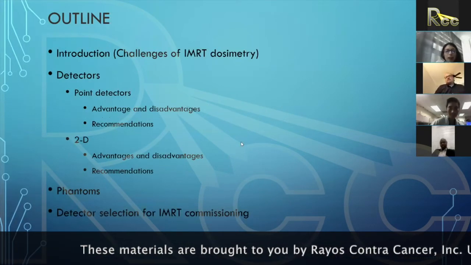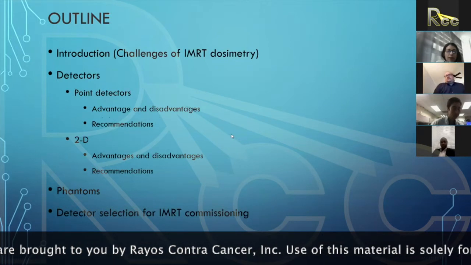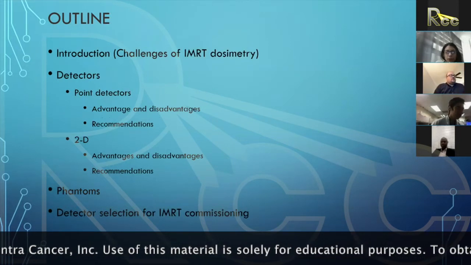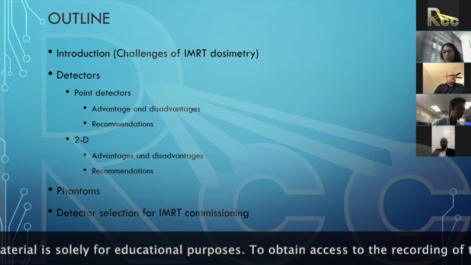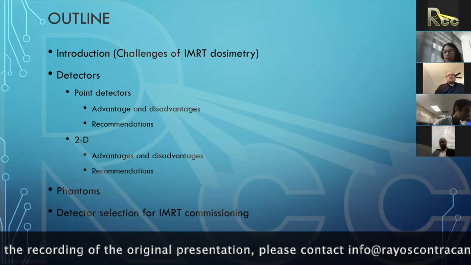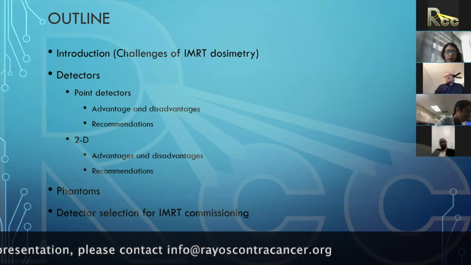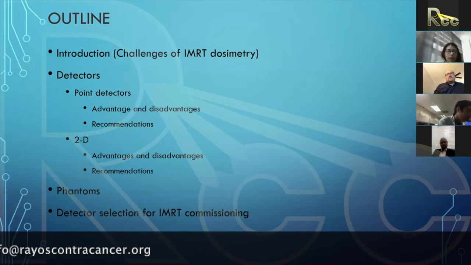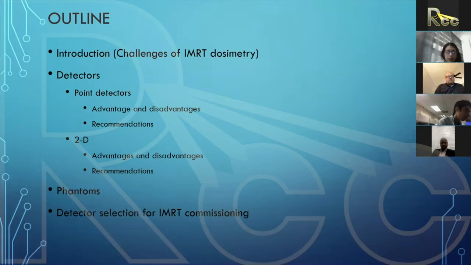Okay, so this is the outline that I have for you today. I'm going to give you a brief introduction about the challenges that we face when we do IMRT dosimetry, and then the detectors that we should be using, or the recommended ones. Also, I'm going to talk a little bit about the phantoms that we have available. And at the end, I'm going to talk about the detector selection for IMRT commissioning, and I'm going to focus a little bit on what we use in my clinic based on my experience.